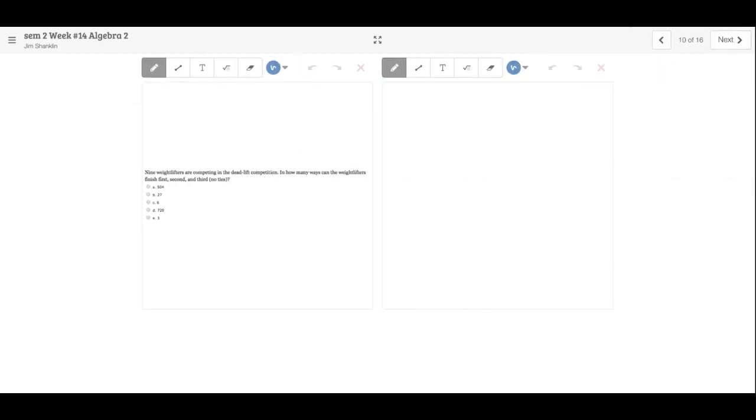Let's see here. Problem number 8. Oh, that is really small. Number 8, it says, I think we did this one already too, didn't we? 9 weightlifters are competing in a deadlift competition, and how many ways can the weightlifters finish first, second, and third? So in this problem, order does matter. It makes a big difference if you're first, second, or third. So I'm going to use permutation. I've got 9 weightlifters, permutate 3. And we did this one already, and we came up with letter A, 504.